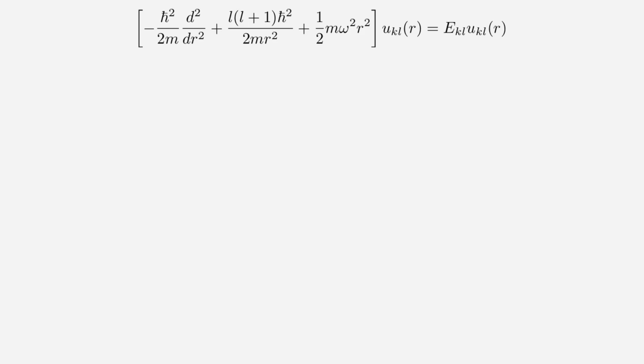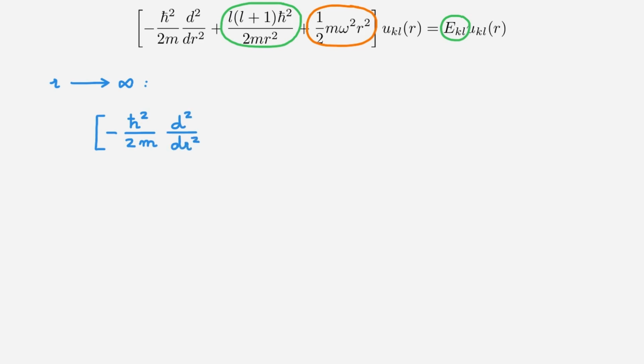That limit is the limit of r going to infinity. In this limit, we have that this term, proportional to r squared, dominates over this other term that has r in the denominator, and over this term that is a constant. As such, we can approximate the full differential equation as containing the derivative term and the quadratic term, all acting on the function u and all equal to 0.